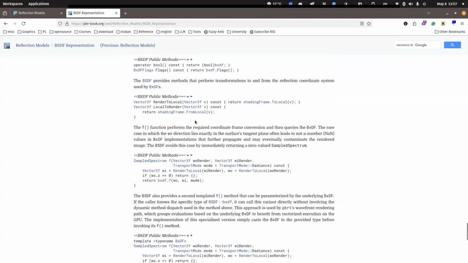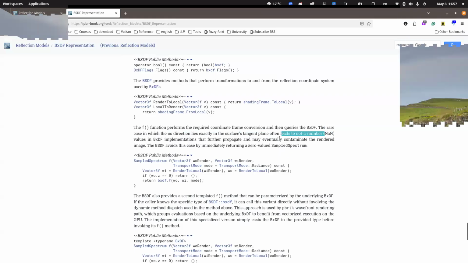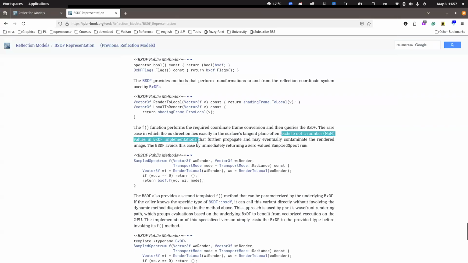There are cases in which the omega o direction lies exactly in the surface tangent plane, which can lead to a NaN value in the BxDF implementation. So it just returns the zero-valued SampledSpectrum if it detects this case.